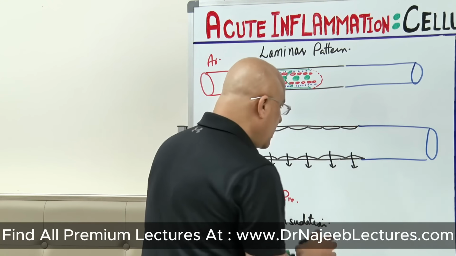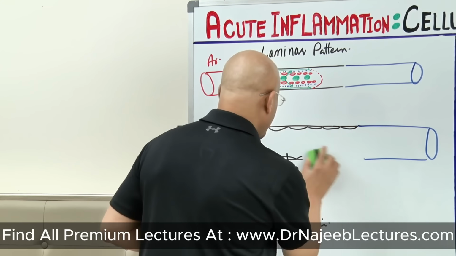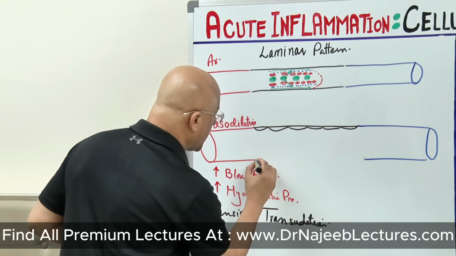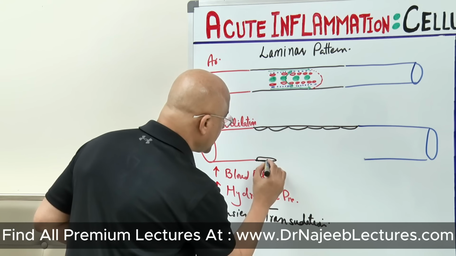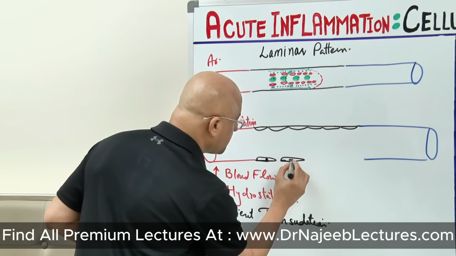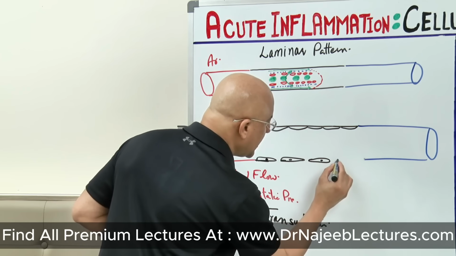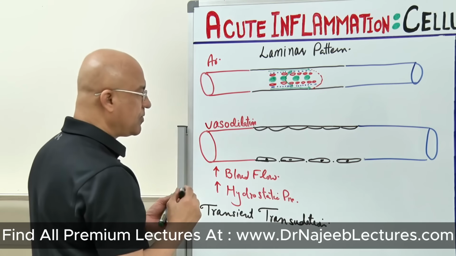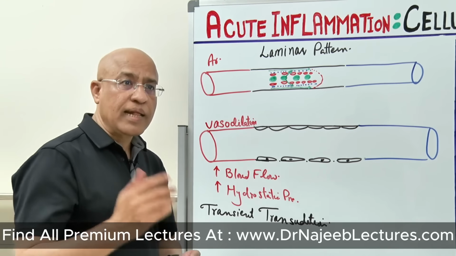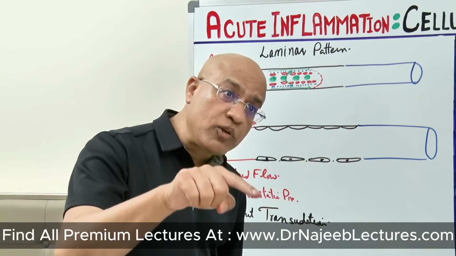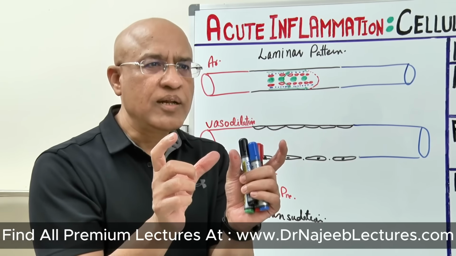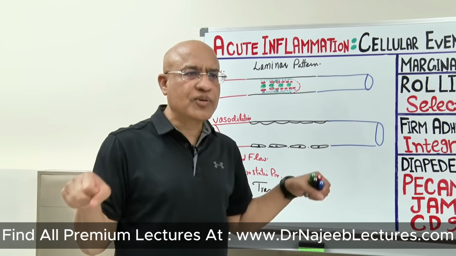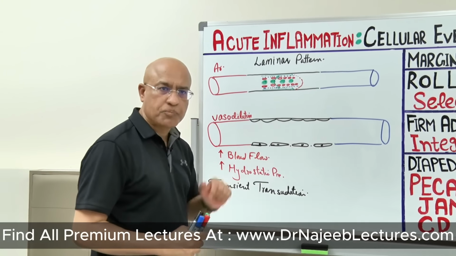Now, in a very short time, what will happen is that more chemical mediators will come and the endothelial cells will shrink and interendothelial gaps will appear. What will appear? Interendothelial gaps. These are interendothelial gaps. As soon as more chemical mediators act on the endothelial cells, they become swollen and their edges retract. And when their edges retract, interendothelial gaps appear.